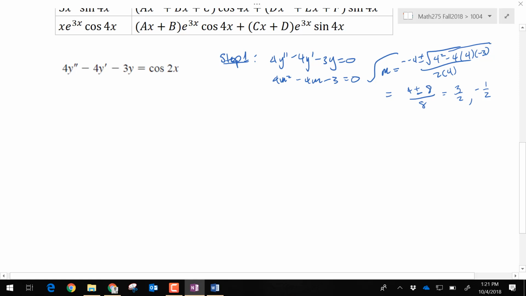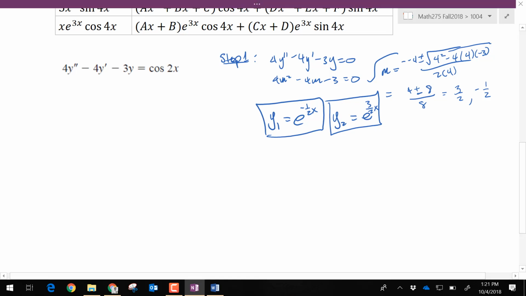Okay, so we have our solutions, and so we have our fundamental solutions. y1 equals e to the minus 1/2 x. y2 is equal to e to the 3/2 x. Okay. Step 1, done.